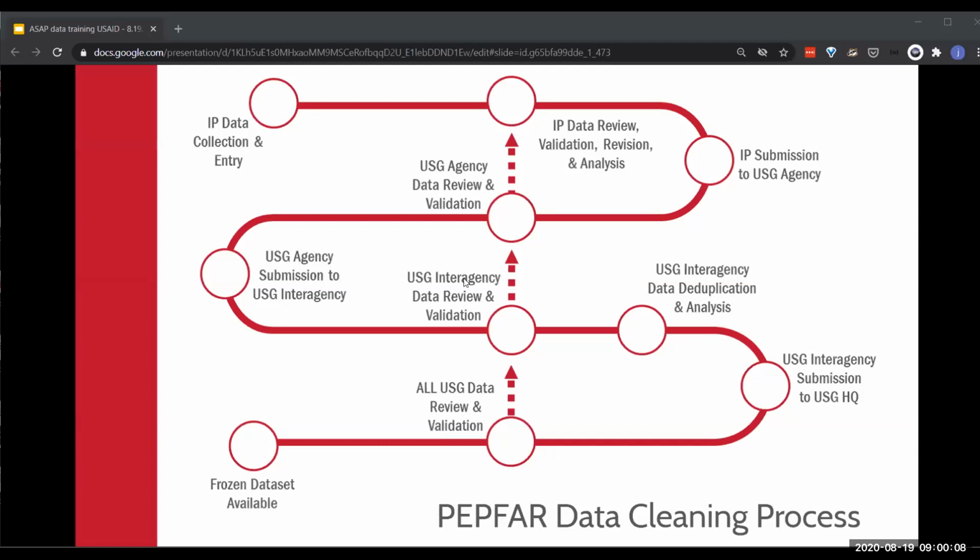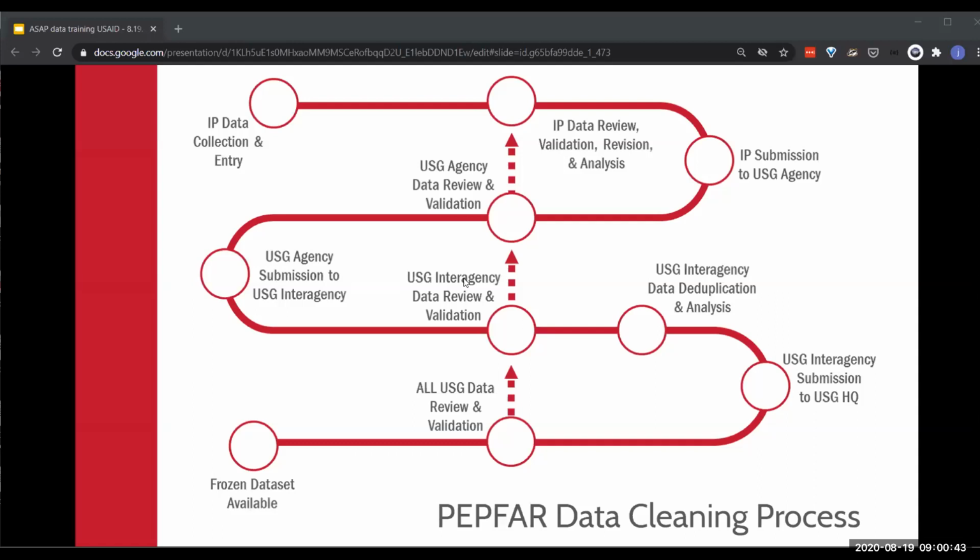And so when it gets to the US agency data review and validation, what USAID is checking for are things like, if you report 100 HIV tests, but then you report 150 positives, that's going to look like an error to us, because outside of some circumstances, you would not have more positive tests than you will have overall tests. So some very simple business logic checks will be done.